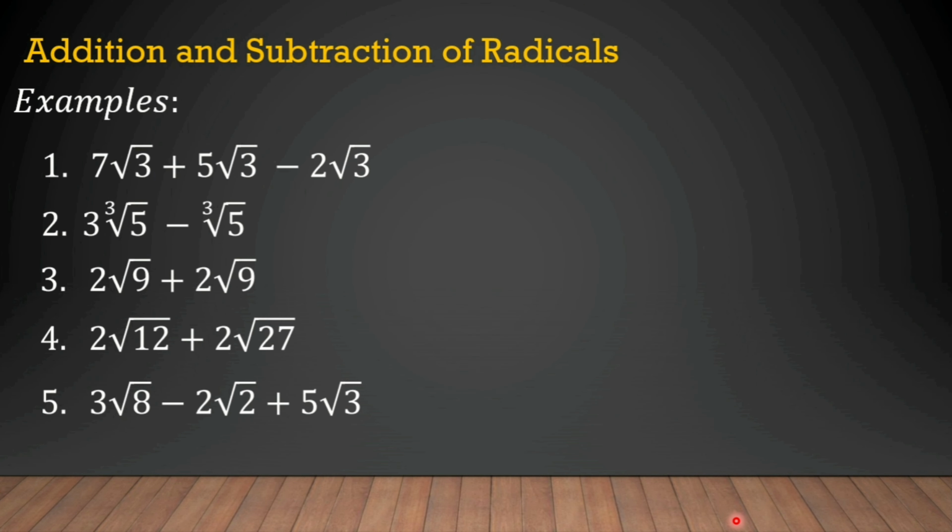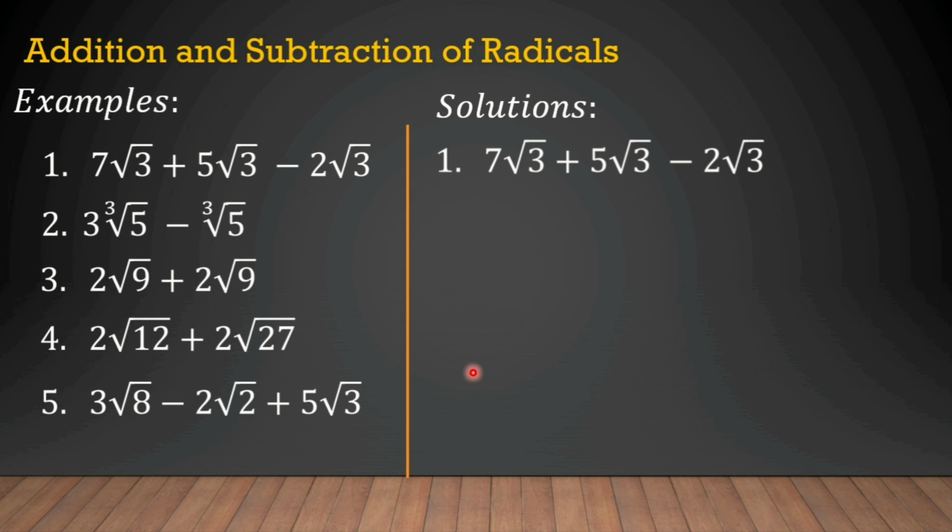Now, let's start adding and subtracting radicals. So, let's have number 1. 7 the square root of 3 plus 5 the square root of 3 minus 2 the square root of 3. So, if you notice in our example number 1, their index is the same and their radicand is also the same. So we can add or subtract them. First, let's add or subtract their numerical coefficients. Numerical coefficients are the numbers in front of the radical sign, like 7, 5, and negative 2. So that is what we solve first.